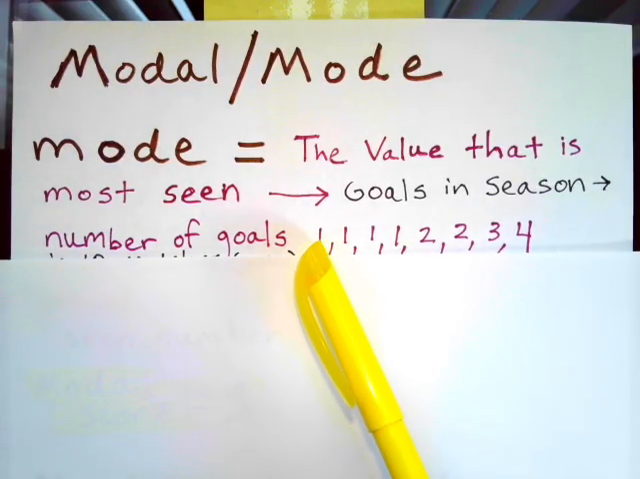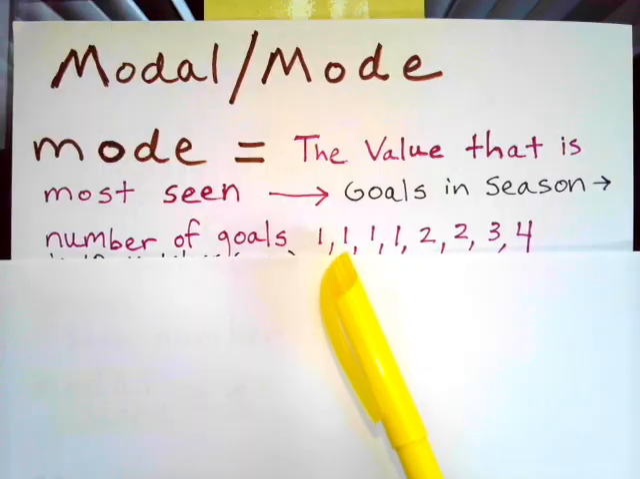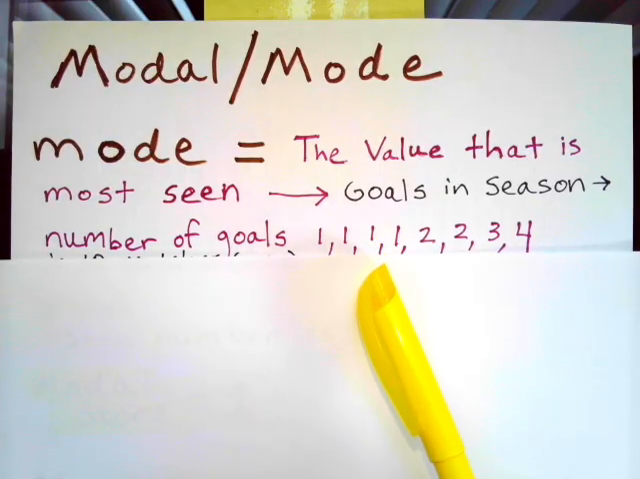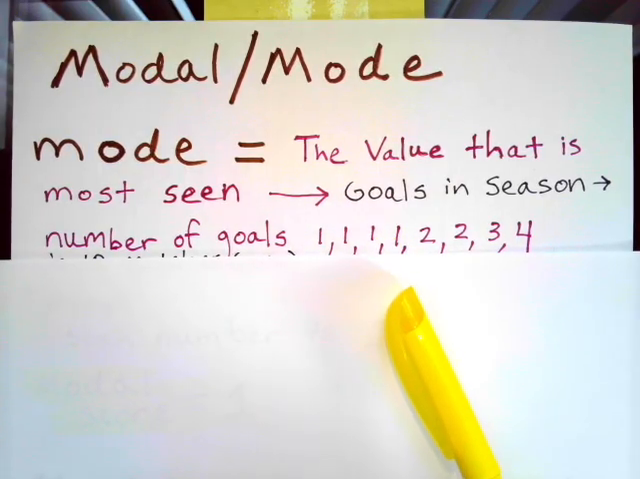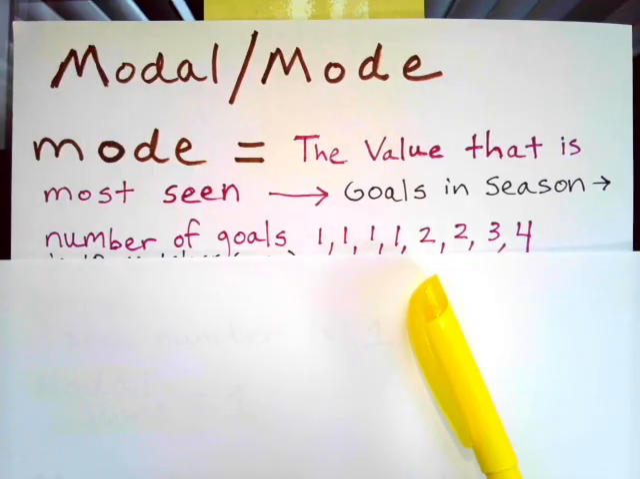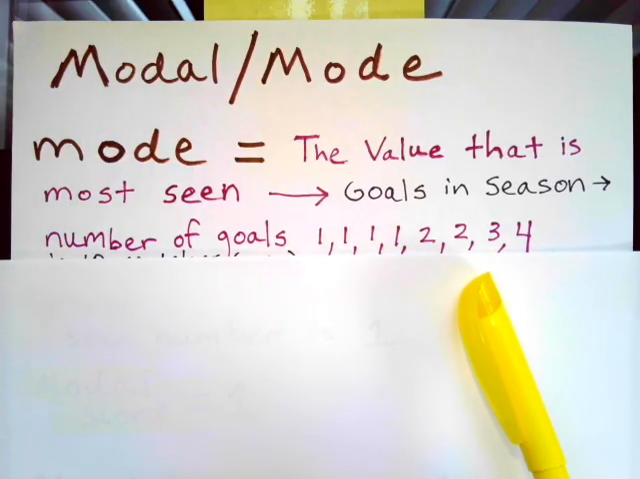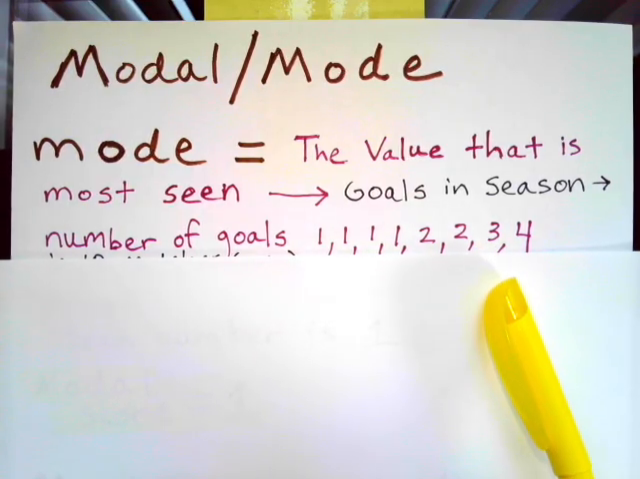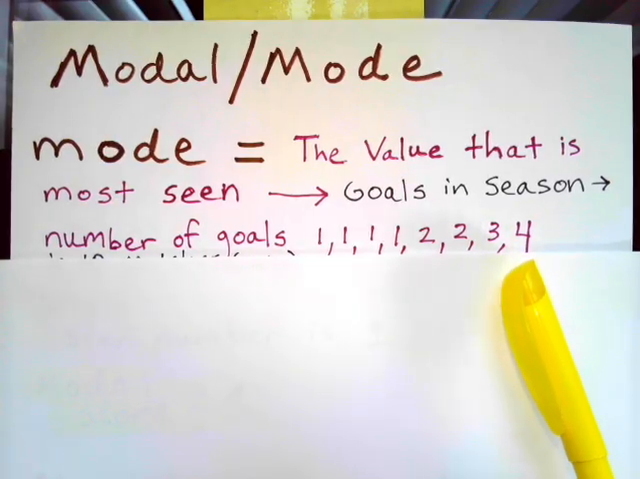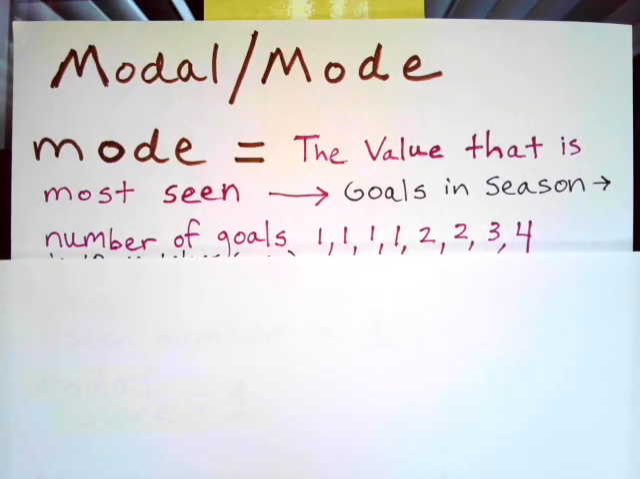So in one of the games, there was 1 goal. In another game, there was 1 goal. In another match, there was 1 goal. In another match, there was 1 goal. Another game, there was 2 goals. In another match, there was 2 goals scored. In another match, there was 3 goals scored. And in the final match, there was 4 goals scored. So I'm going to organize and write all that data down.